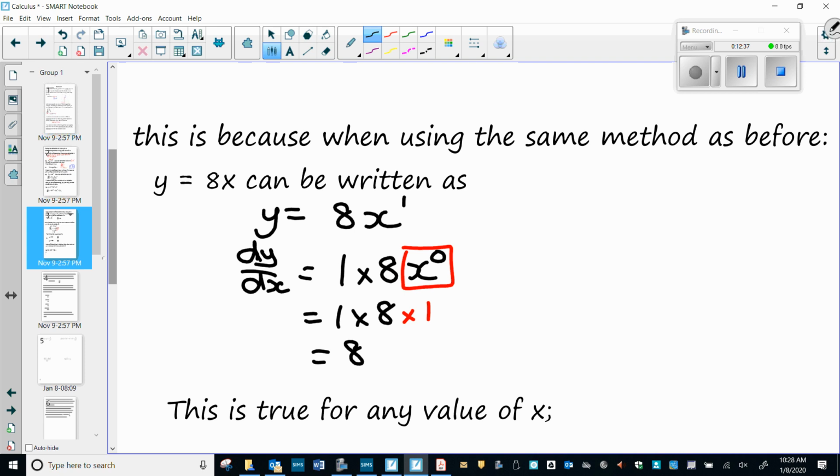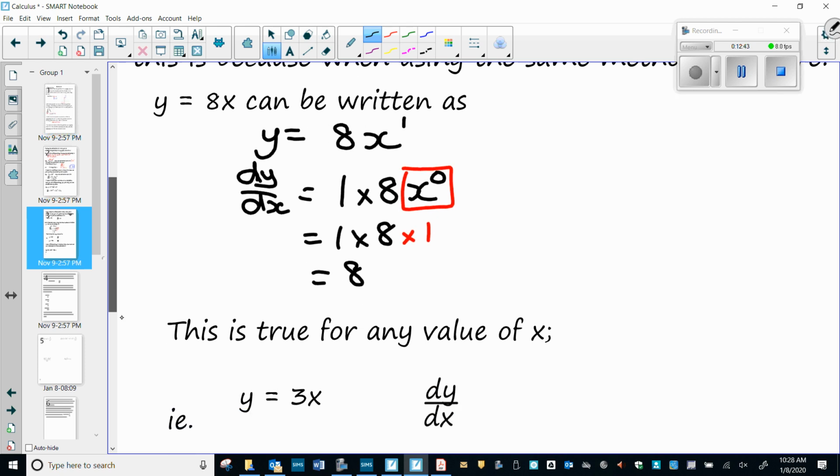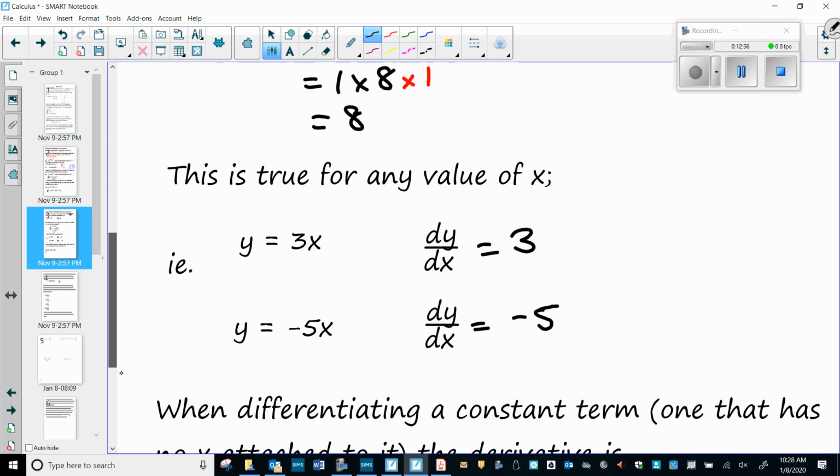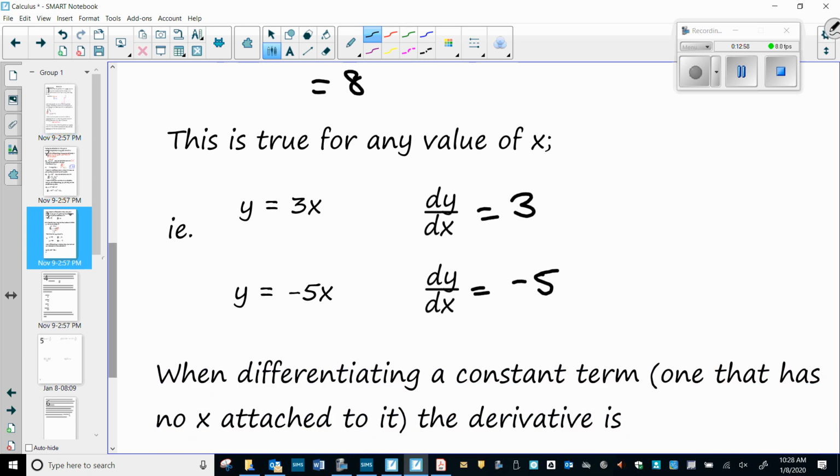So if you ever have a term with just a number in front of the x, the derivative of it will be the value in front. So if we've got y is equal to 3x, my derivative is 3. y is equal to minus 5x, my derivative is negative 5. And so on and so forth. Okay?